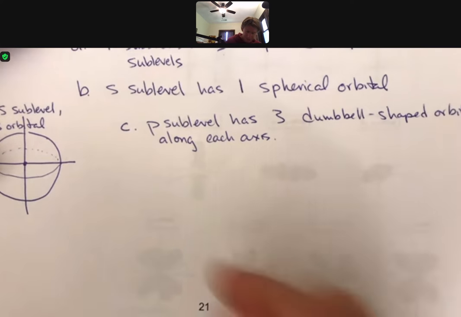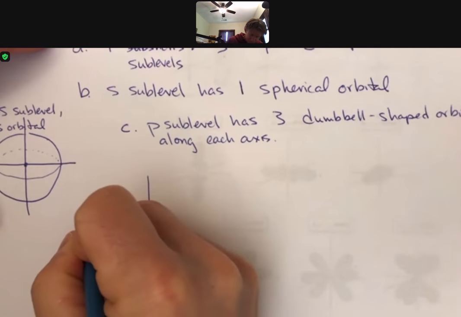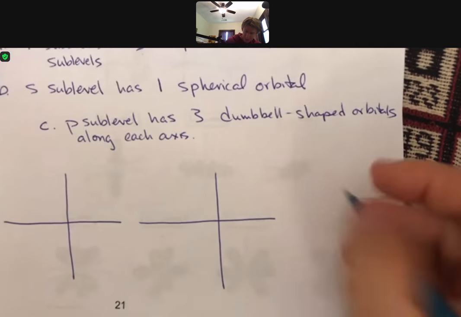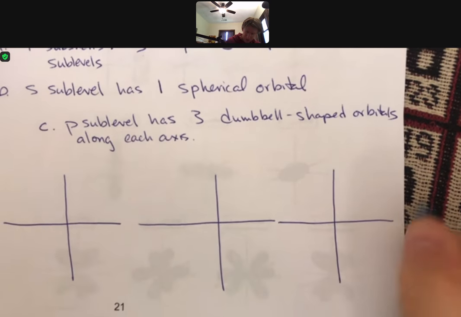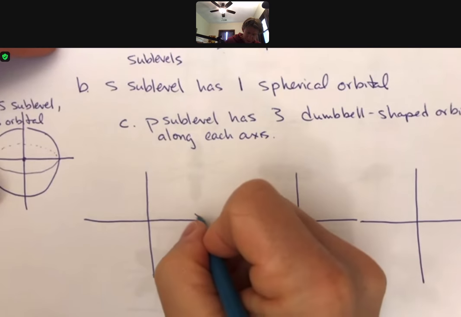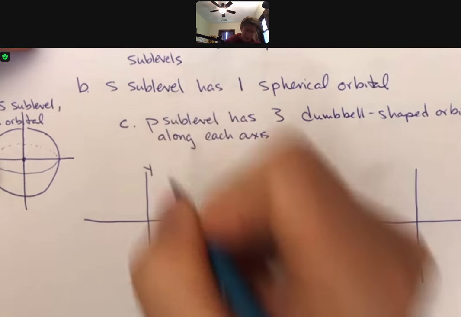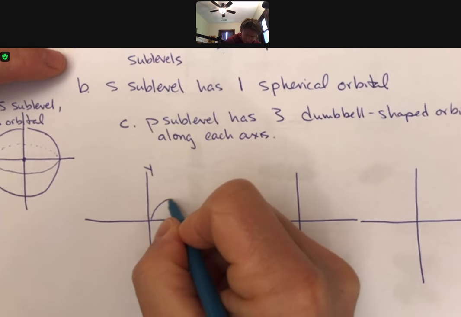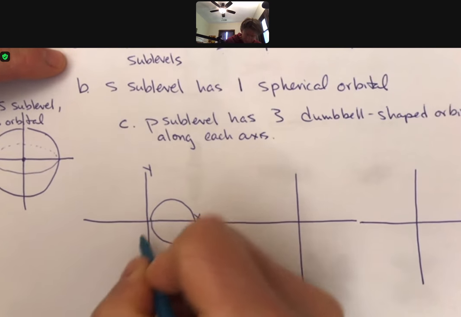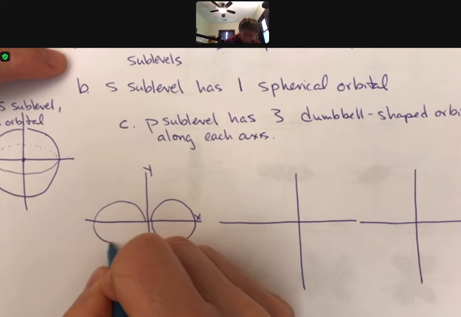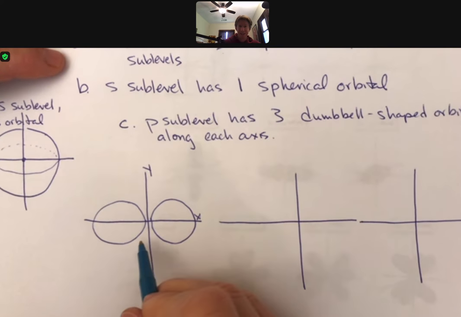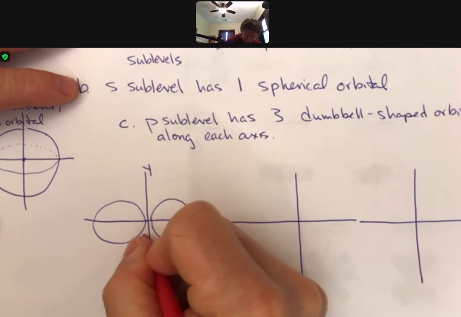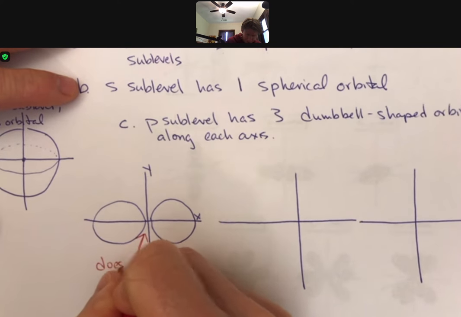So it's going to go like this. One, two, and we'll draw a third set of axes over here, three. And let's call this the x-axis and the y-axis. And by dumbbell shaped, what I mean is two sort of circles. And they should be the same size. And they do not touch the nucleus.